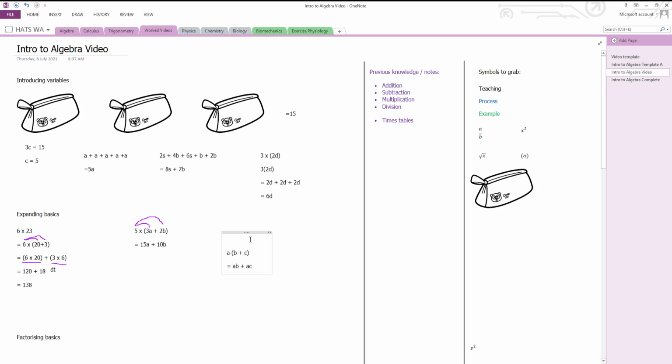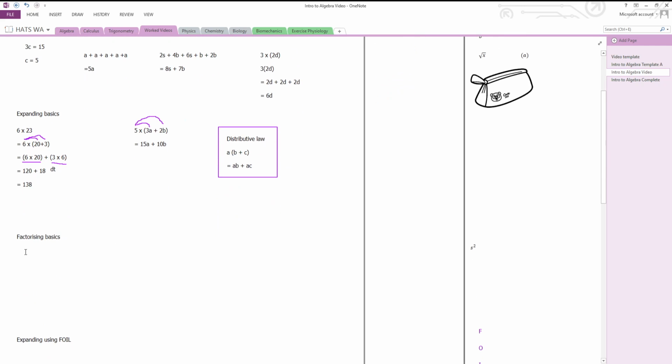So this is known as the distributive law. And basically you're distributing that a across the b and the c. That's the way you can think of that. So that's really important to understand. Distributive law is important in algebra.